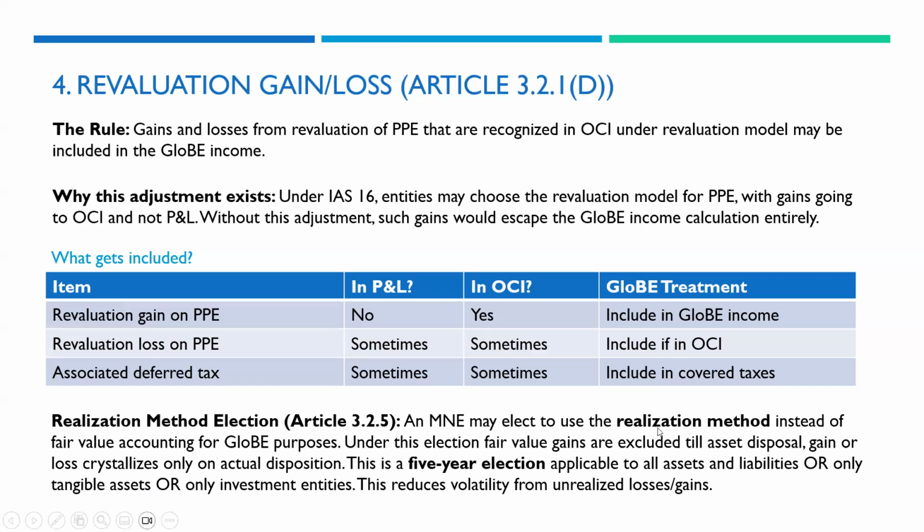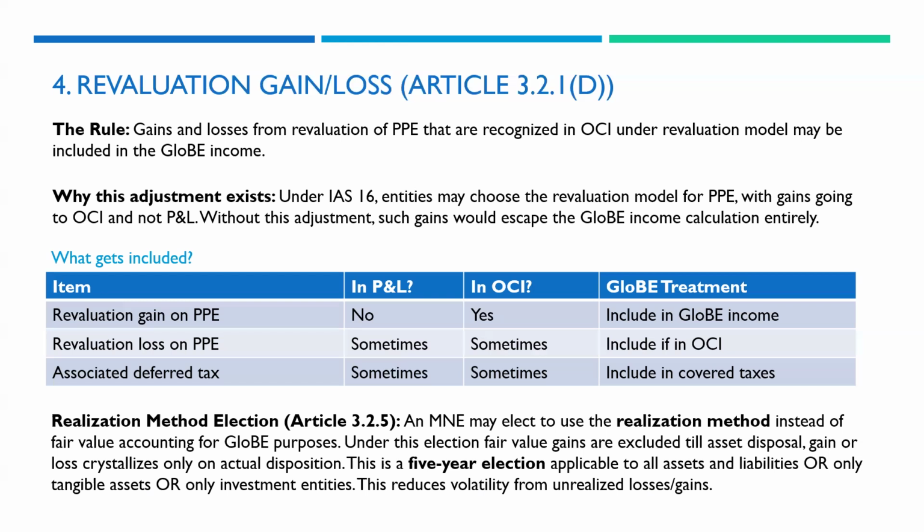An MNE may elect to use the realization method instead of fair value accounting for GloBE purposes. Under this election, fair value gains are excluded until asset disposal. Gain or loss crystallizes only on actual disposition. So I can take a 5-year election, which is applicable to all assets and liabilities, or only tangible assets, or only investment entities. This reduces volatility from unrealized losses and gains. So if I take this option, saying I don't want this revaluation to be included, I will take a realization method election. Then don't worry about this revaluation gain in OCI.